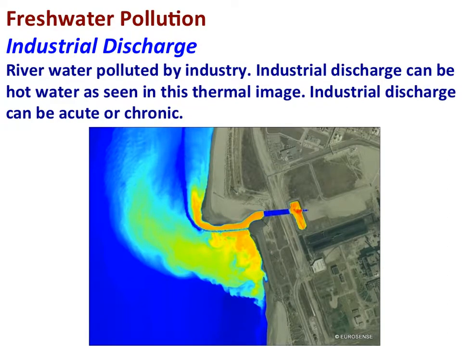A source of freshwater pollution is industrial discharge. A type of industrial discharge can be hot water, as seen in this thermal image of hot water being released to the river. Industrial discharge can be acute or chronic, depending on the circumstance.